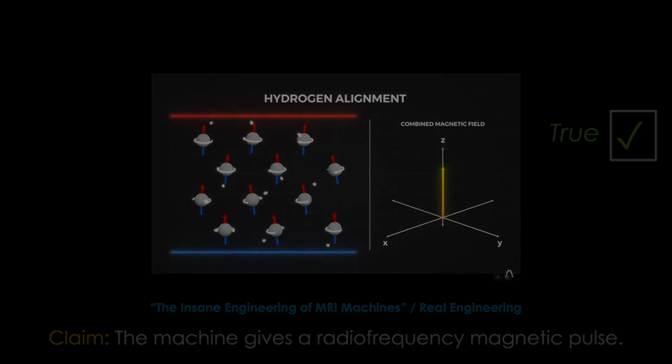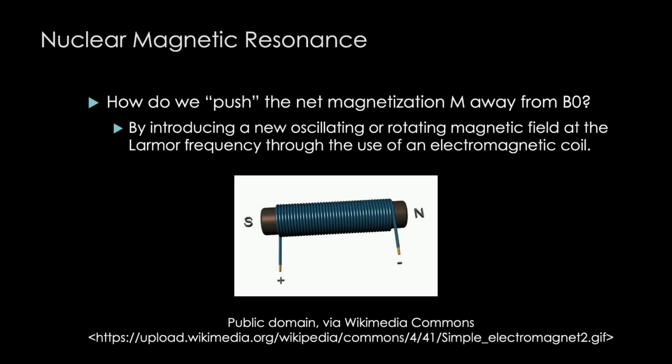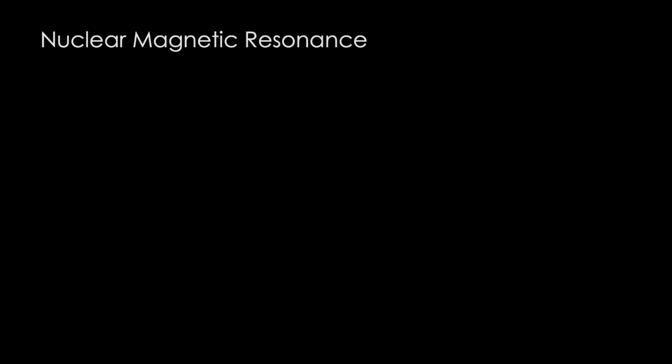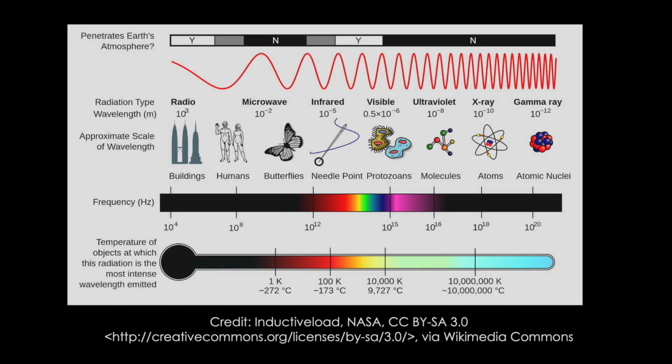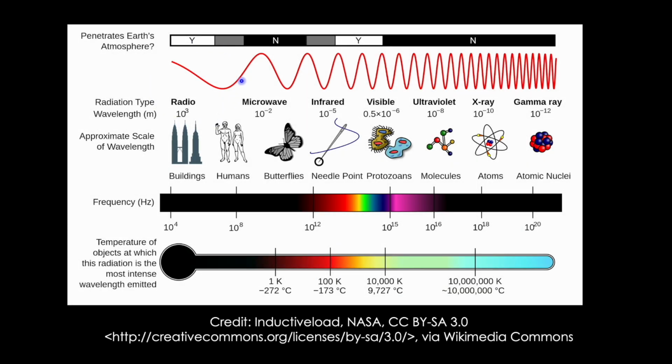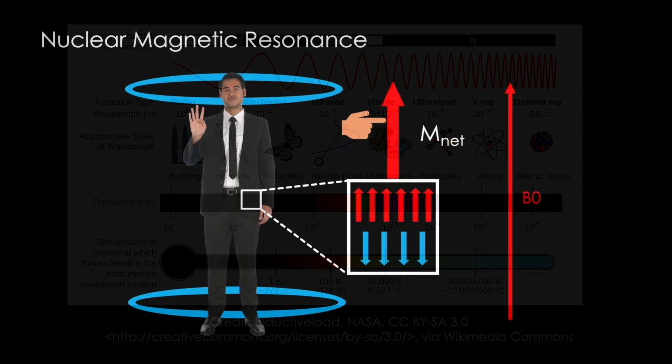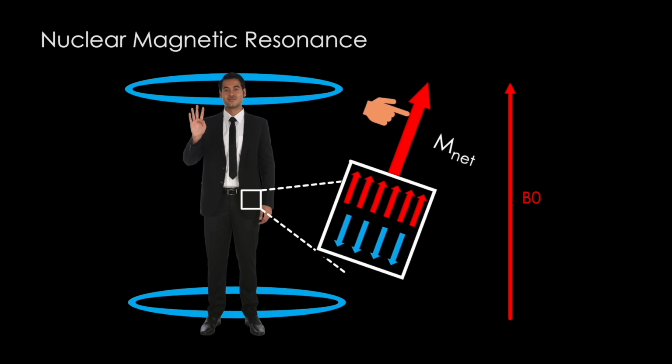True. Recall all the way back in the first lecture when we covered this topic, and how we can use an electromagnet with an alternating current to create a magnetic pulse. When applied at the Larmor frequency, which if you do the math happens to be in the radio frequency range, this physically displaces our net magnetization away from the B0 Z axis.